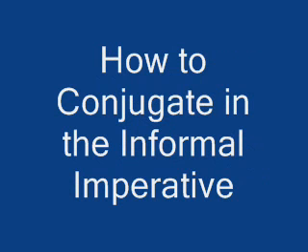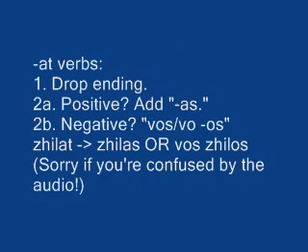So here's how you conjugate in the informal imperative. For AT verbs, first drop the ending. If it's positive, add an AS to the end. If it's negative, add the word vo or vos in front of the verb, then add OS to the end of the verb. So jilat would become jilas and vos jilos.